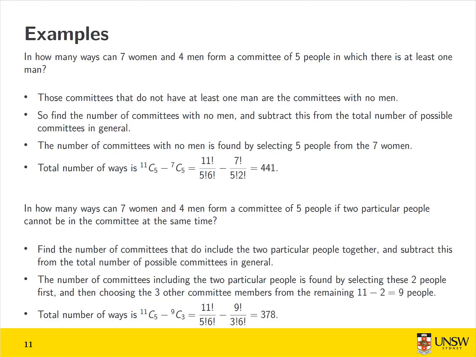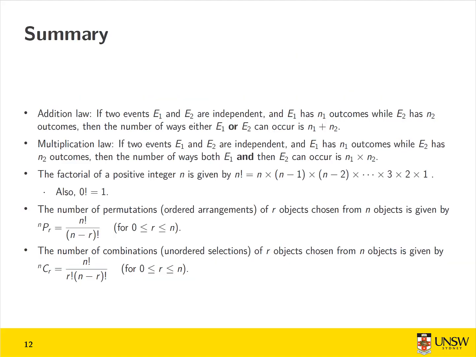This means that the total number of committees that don't contain both these particular people is given by 11C5 minus 9C3, or 378. In summary, we have seen that the outcomes of independent events can be combined using the addition and multiplication counting laws. We have also defined the factorial function and seen how to calculate permutations and combinations combinatorically as well as algebraically in terms of factorials. These laws and formulae can be incorporated together in different ways depending on the design of a counting problem, as we have seen by considering several examples.